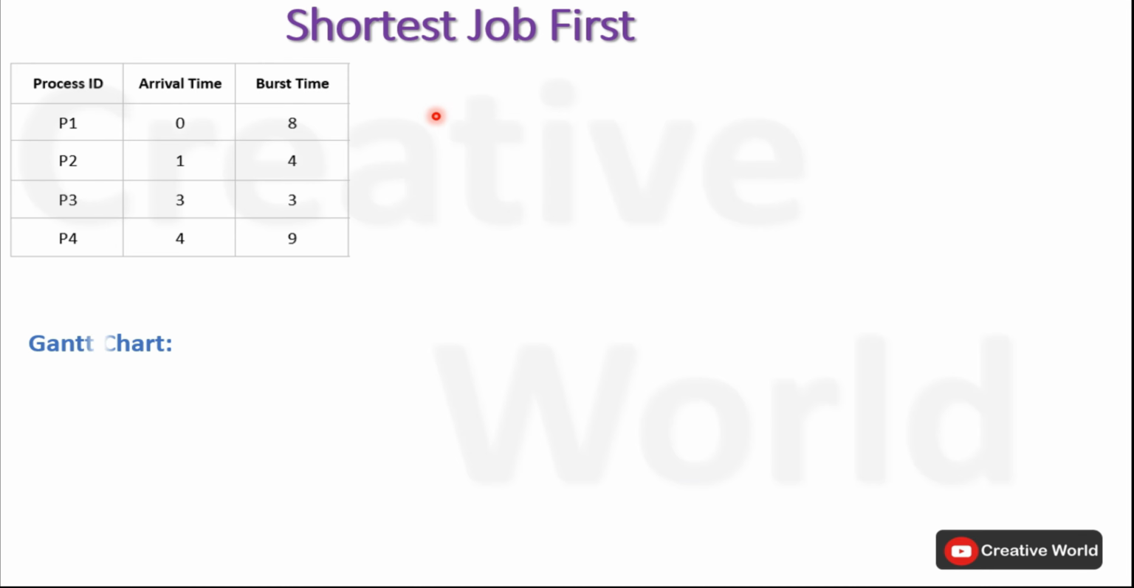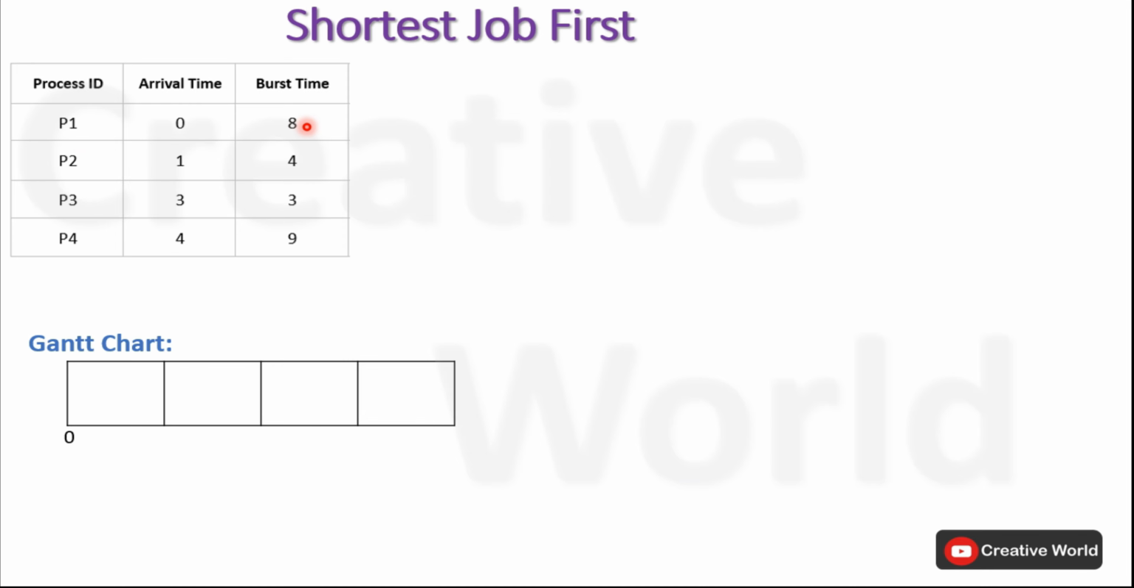First of all, we have to make a Gantt chart. If we observe at time 0, one process has arrived, P1, while the other processes have not yet arrived. So we will assume process P1 is the shortest job. So first of all, we will execute this process P1 up to time 8 because its burst time is 8.